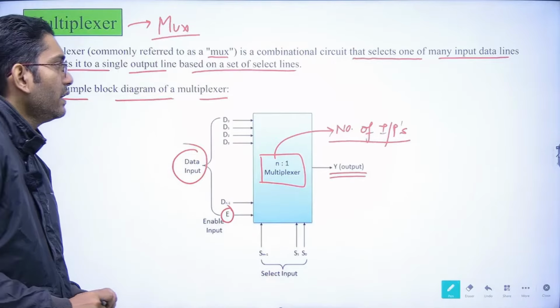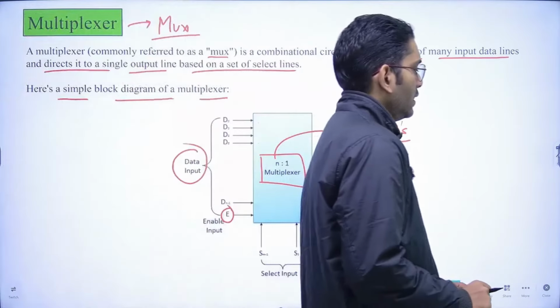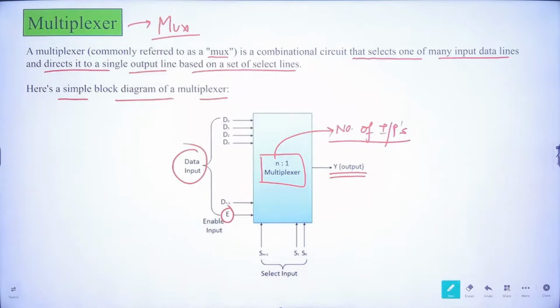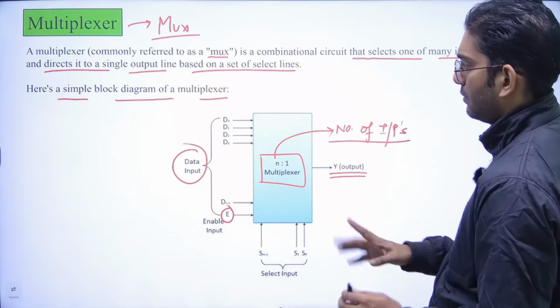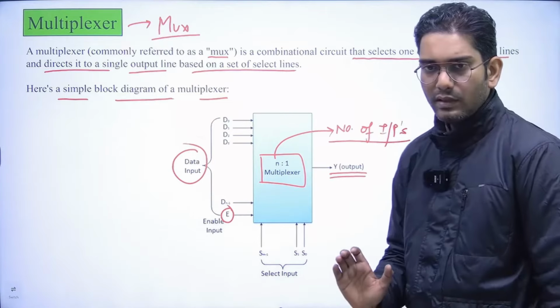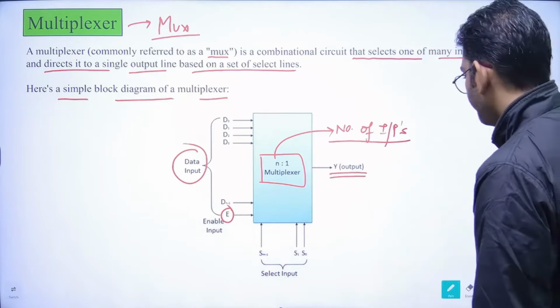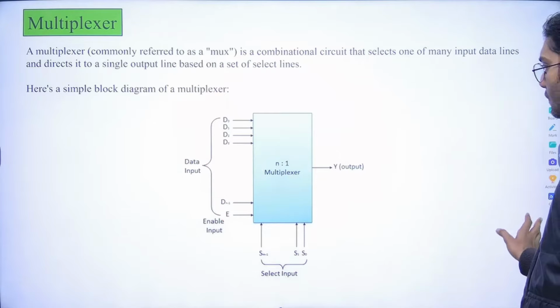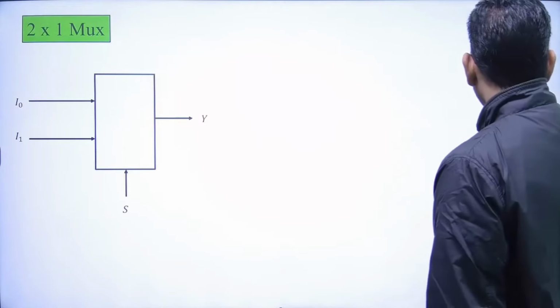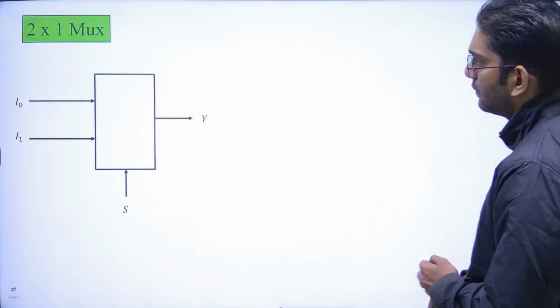So I hope you have understood till now what a combinational circuit is, what the key characteristics of combinational circuits are, and then what a multiplexer is. The basic definition of the multiplexer you would have understood till now. Now we would start with the multiplexer.